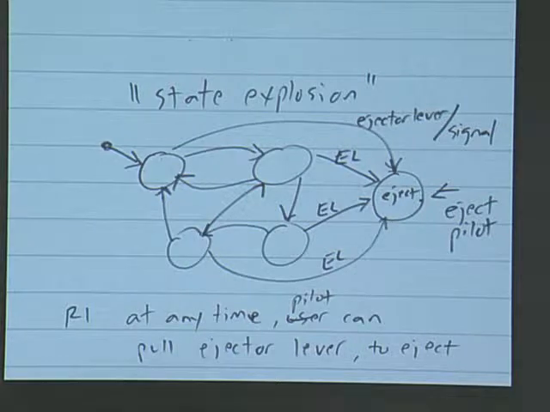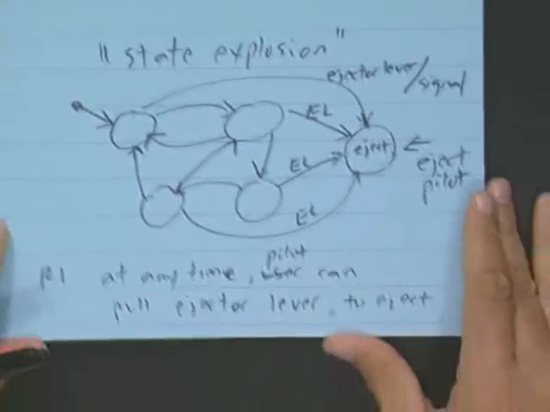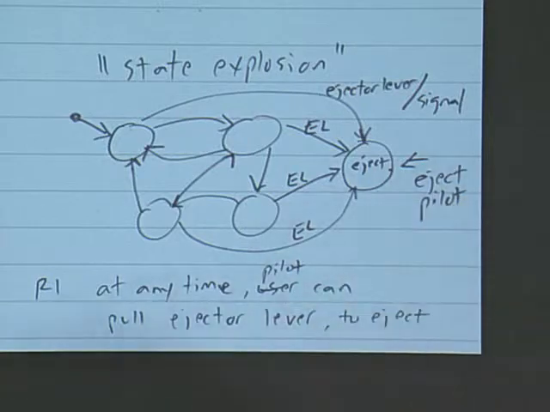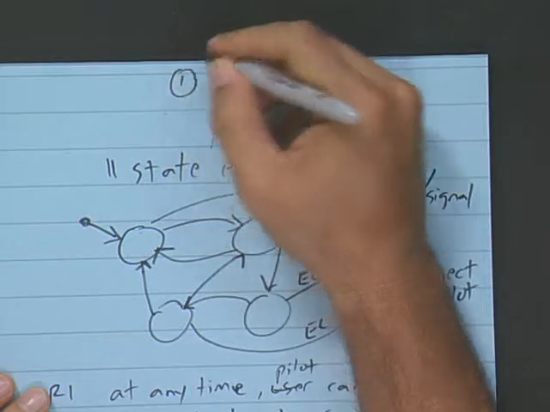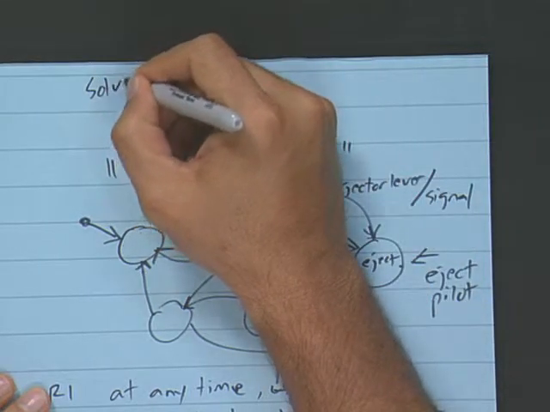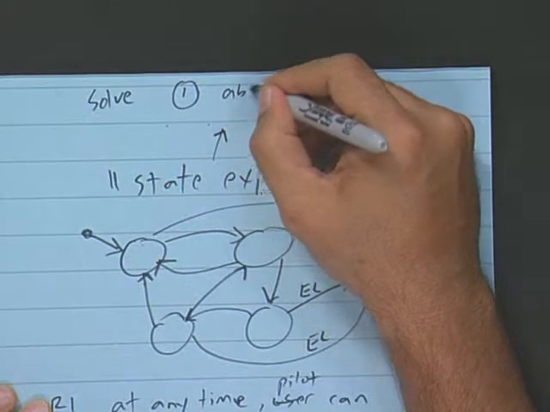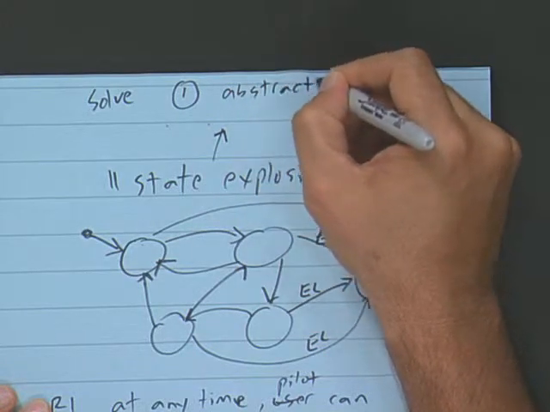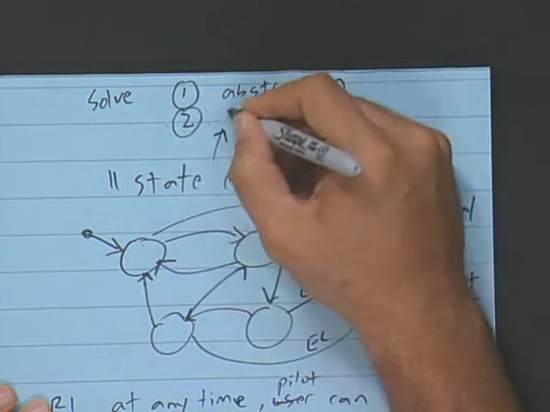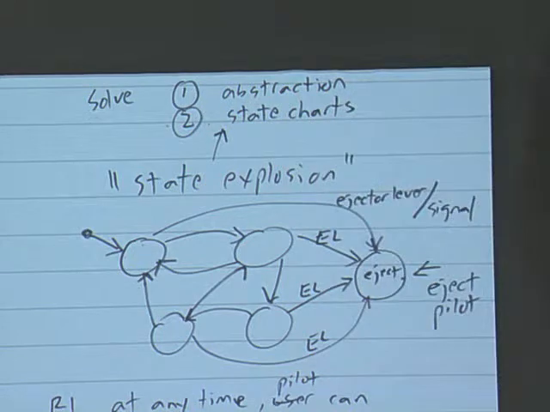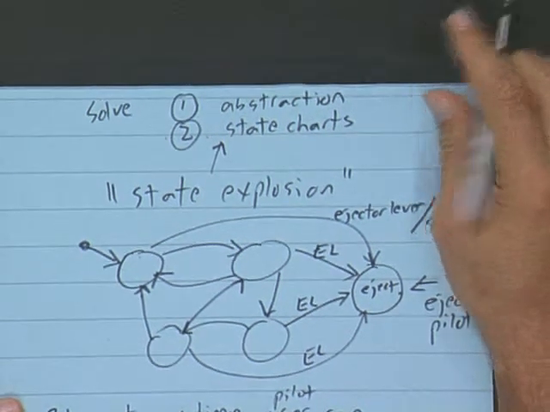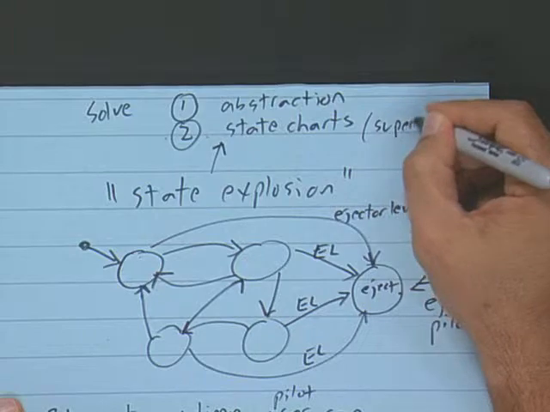So you have to be very, very careful about how to use these things. Again, you could use abstraction to help you with state explosion. One approach to solving state explosion could be to continue to use abstraction. There are some other techniques called state charts that essentially form what they call super states.